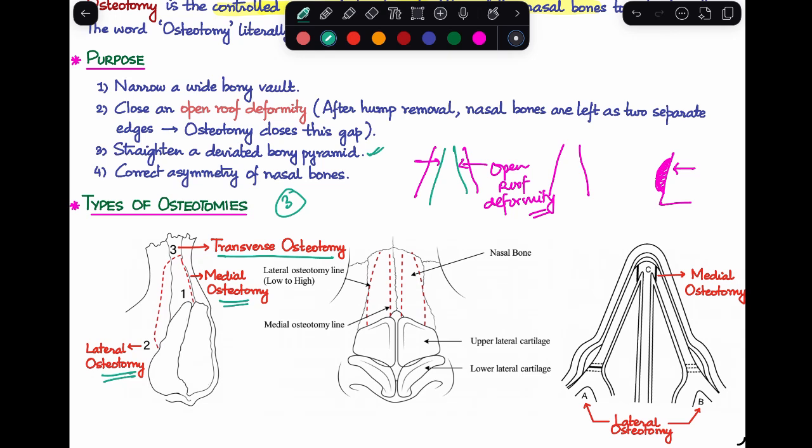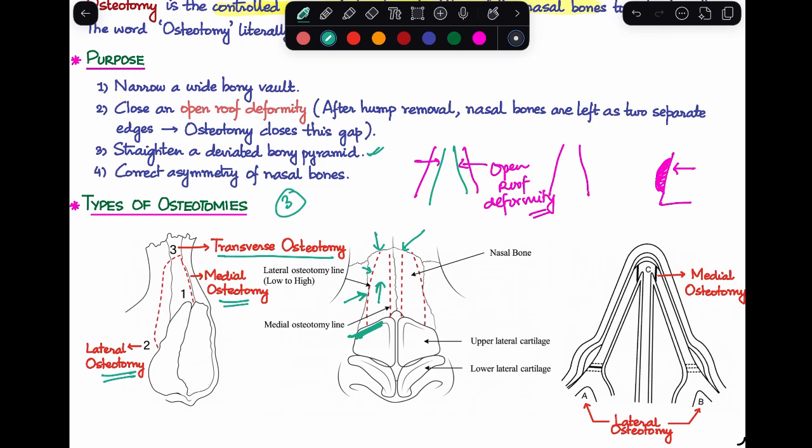Starting with lateral osteotomy. What is this exactly? In lateral osteotomy, as you can guess from the word itself, we are making a cut along the side wall of the nose. If we look at this image over here, these are our two nasal bones. This is our side wall over here. So lateral osteotomy is a cut that is made along the side wall of the nasal bone, running from the level of the piriform aperture upwards.